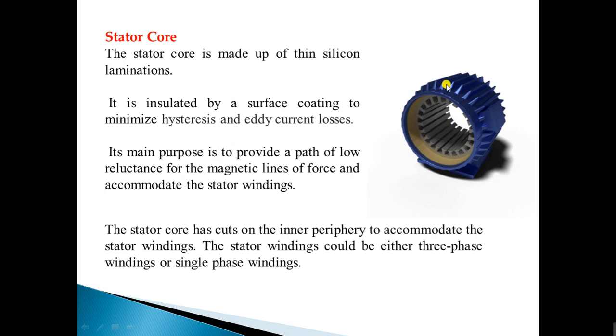The second one, inside the stator frame, is the stator core. This stator core is made up of thin silicon laminations, insulated by a surface coating to minimize hysteresis and eddy current losses. If eddy losses are minimized, then efficiency will be high. The main purpose is to provide a path of low reluctance for the magnetic lines of force and accommodate the stator winding.